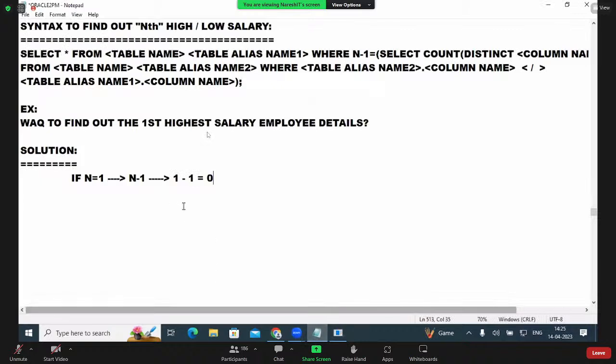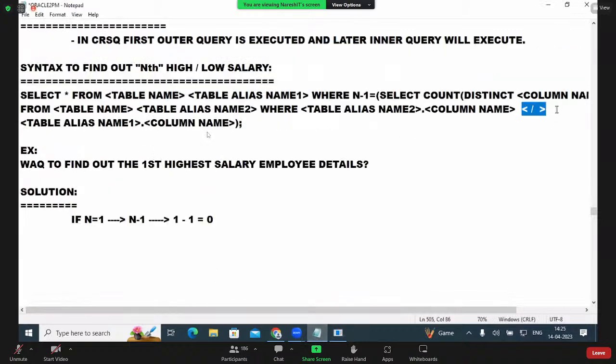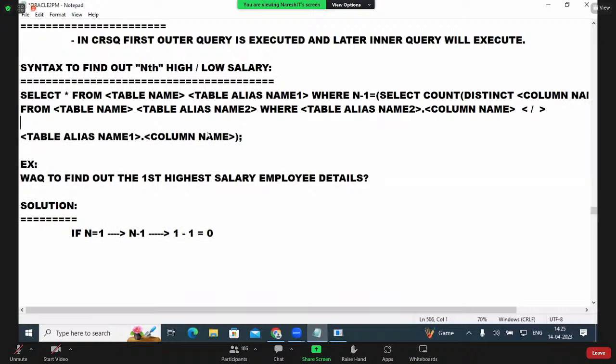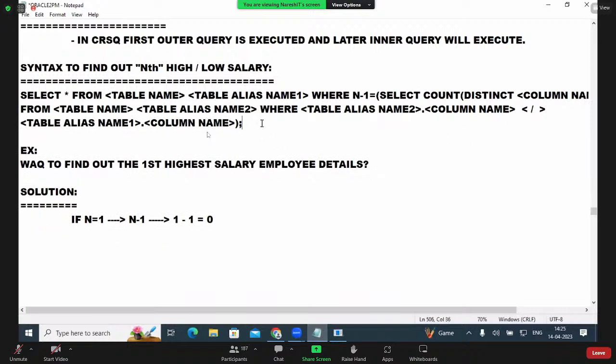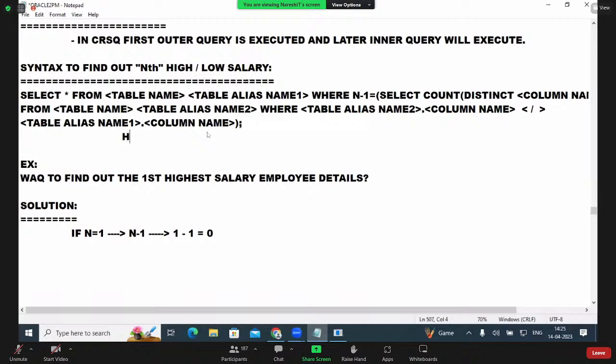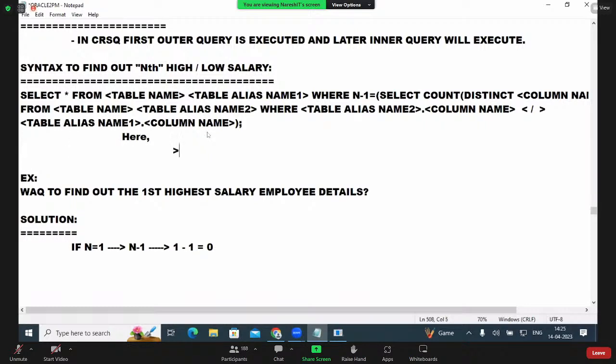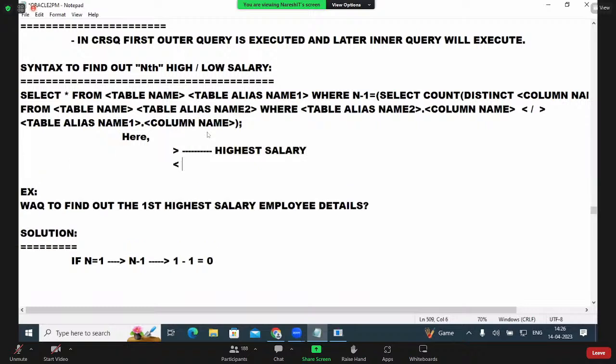Here I have not given the symbol yet. So where do you want to use greater than and where less than? Use the greater than symbol to find the highest salary. Use the less than symbol to find the lowest salary. These are the two symbols you need to use.